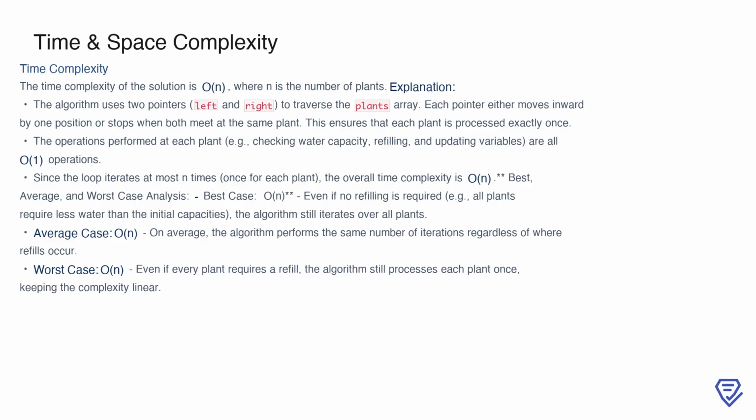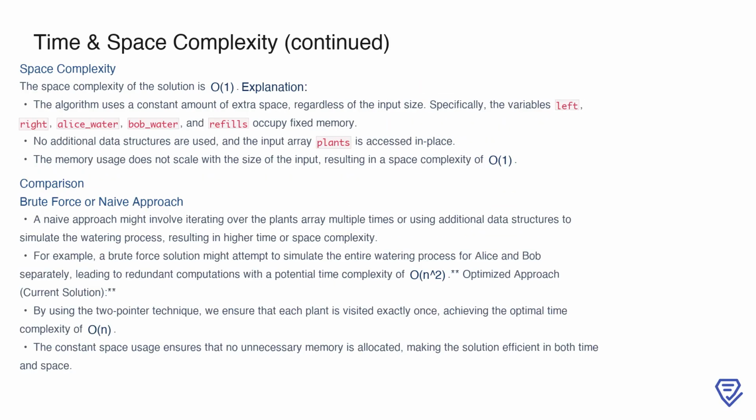Similarly, in the worst case, even if every plant demands a refill, the number of iterations remains the same because each plant is processed exactly once. This consistent performance across best, average, and worst cases ensures that the algorithm is highly efficient in terms of time complexity. The space complexity of this solution is O(1), meaning it uses a constant amount of extra memory regardless of the size of the input.